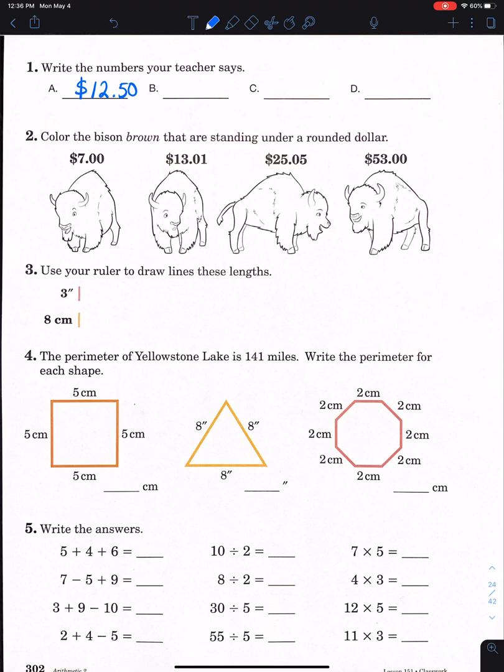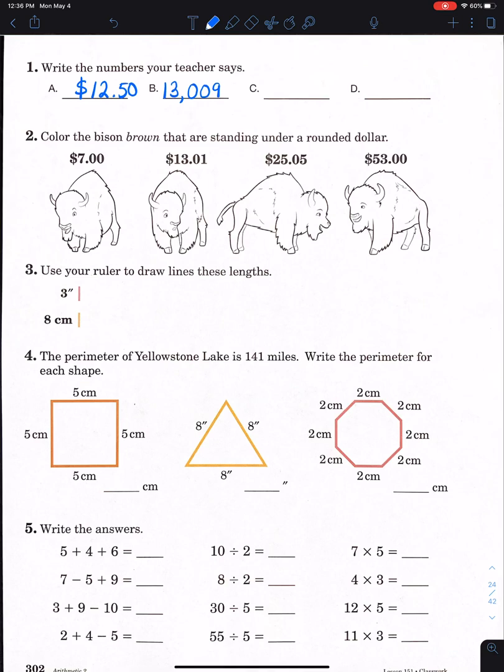B, 13,009. And here's how you write it. Check your work. 13, comma, we always say thousand when we get to the comma. There are 0 hundreds, 0 tens, 9 ones.